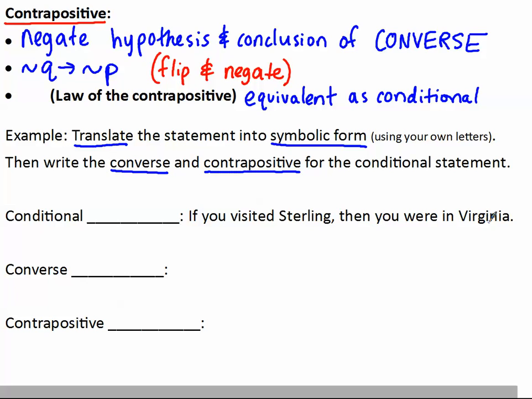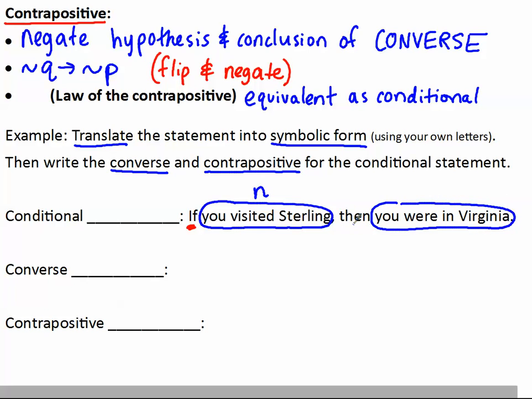If you visited Sterling, then you were in Virginia. The part that's the hypothesis after the if, let's assign that letter N. You were in Virginia, coming after the then, let's assign that letter R. So we will say N, then R. If I write the converse, remember that switches the order. R, arrow, N. Flip it around. The contrapositive, long word, starts with a C. So I do the C word first, flipping it around, starting with the R, but making it negative. Negative R, then negative N, or not R, then not N.